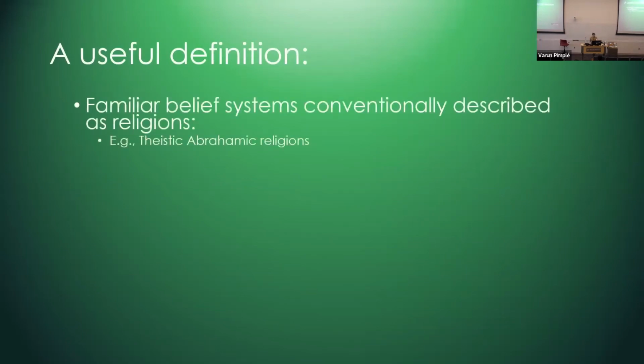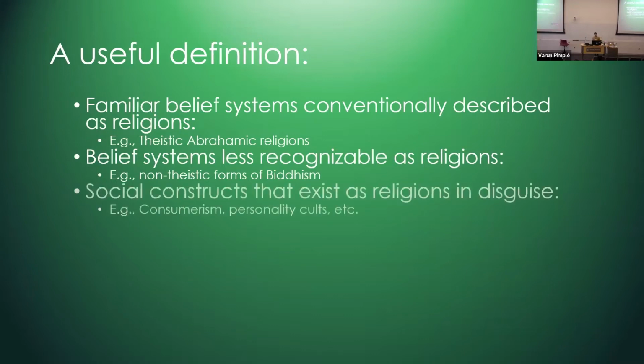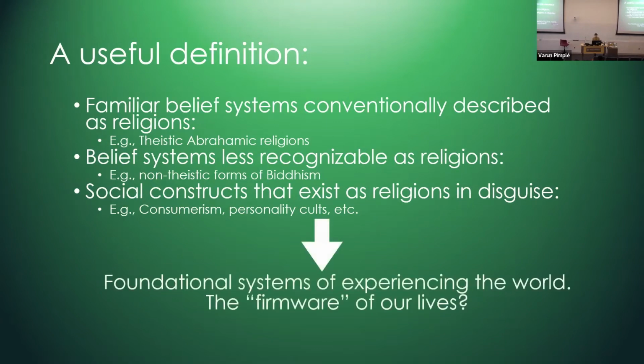Familiar belief systems, for example, such as Abrahamic religions, religions that are maybe less recognizable or maybe on the edges of what we would consider a religion versus a philosophy, non-theistic forms of Buddhism, and things like Confucianism, things that are more concerned with social order. And then we might even be able to classify social constructs that exist as religions in disguise, like consumerism and personality cults. So suddenly we realize that this definition can be abstracted to encompass not only religions, but foundational systems of experiencing the world.